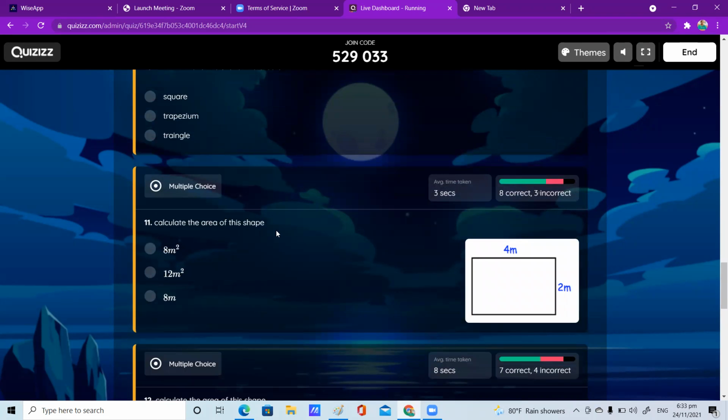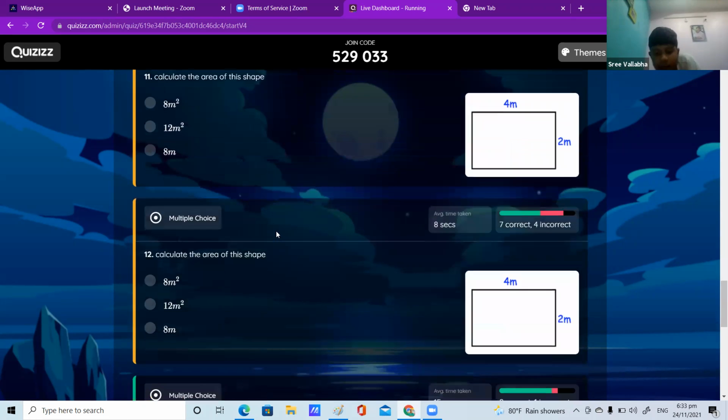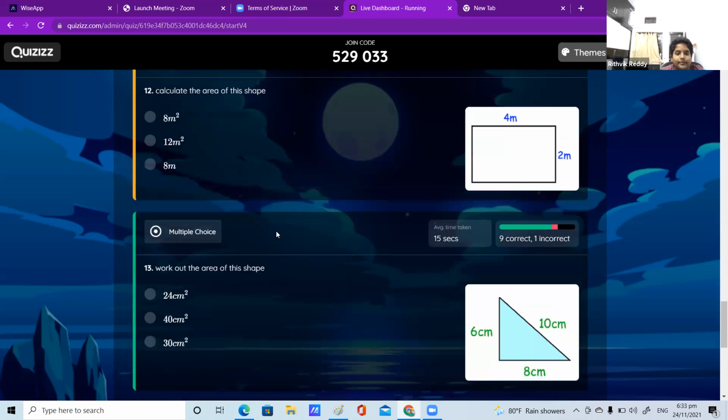Calculate the area of the shape. 8 meters square. Calculate the area of the square shape. Same thing, 8 meters square.